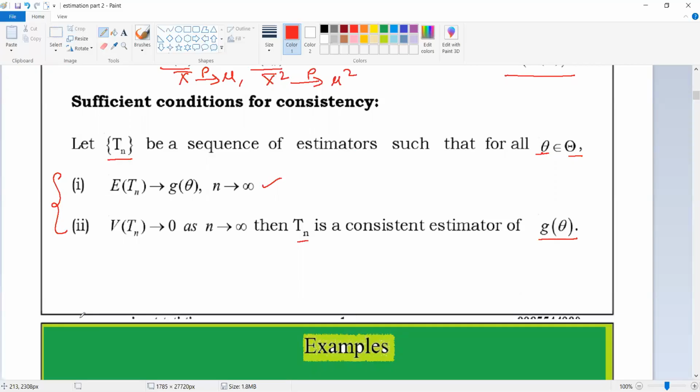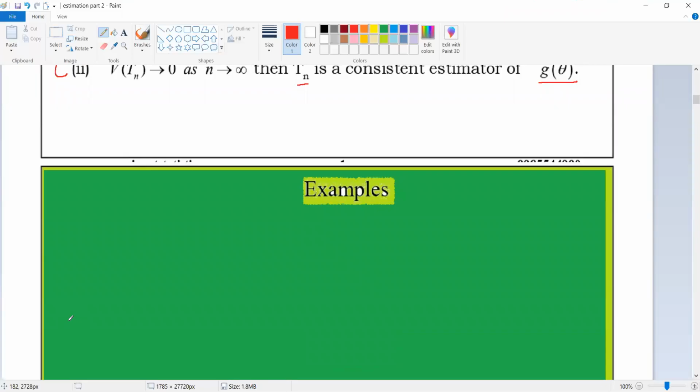Now, for understanding these consistent estimators, we have to take some examples. Examples are very, very important from the examination point of view. All examples are very standard results.